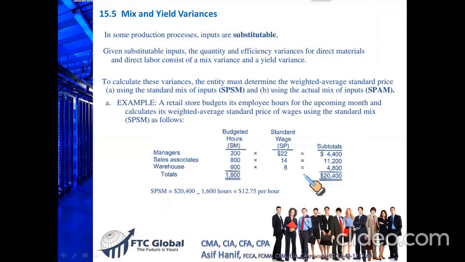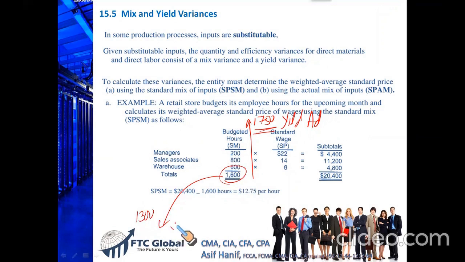Okay. Now, the yield variance means that if you spent more hours than 1,600 hours, say 1,750 hours, you will say the yield variance is adverse because you used more hours than the standard mix. And if the yield variance results in fewer hours, let's say 1,300 hours, that means you used fewer hours than the standard mix. So in this case, your yield will be favorable. That's the idea. Please watch the video carefully when you do the questions.